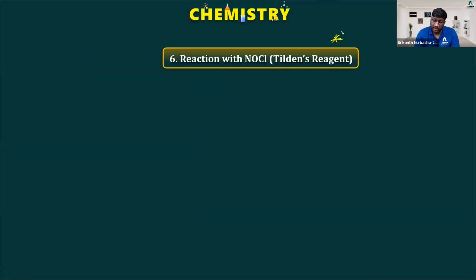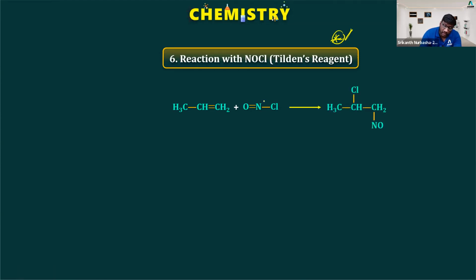Reaction with NOCl, Tilden's reagent, what happens? Here also, a 3-membered ring is going to be formed, because the electrophile possesses a lone pair of electrons. Whatever electrophile possesses a lone pair of electrons will form a 3-membered cyclic transition state. In NOCl, nitrogen also has a lone pair of electrons, so it will form this type of intermediate.